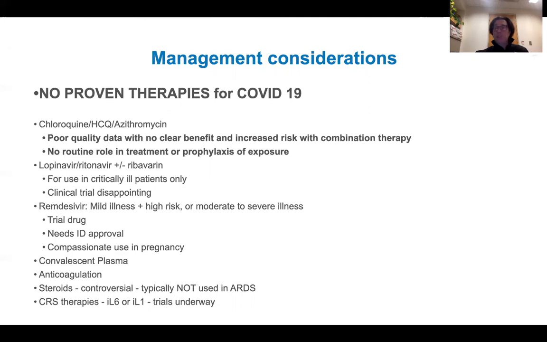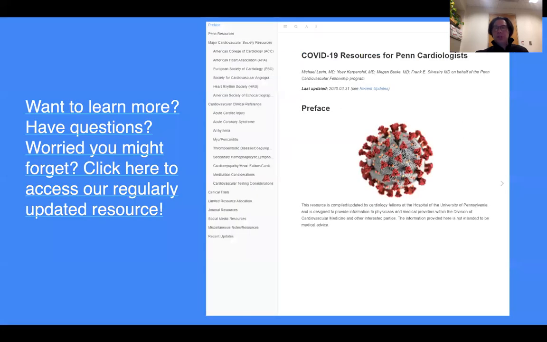prophylactic or full dose systemic anticoagulation to deal with the thrombotic aspects of this disease. And there's the potential for steroids in highly select patients, although this is typically not used in ARDS per se. And there's the potential for anti-inflammatory therapies to treat cytokine release syndrome, including IL-6 or IL-1. All of these treatments need clinical trials, and none should be used routinely in the care of patients with COVID-19.